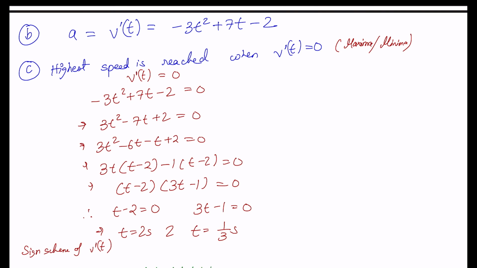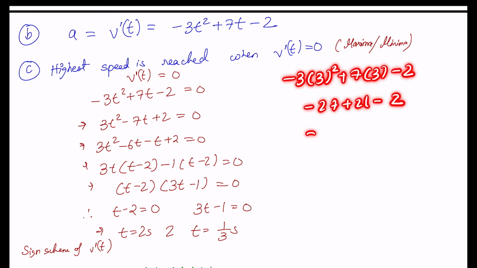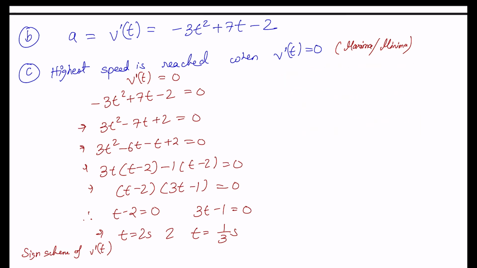Okay, and between 2 to 3 we can put in 3. In 2 to 4 we can put 3, right? So minus 3 times 3 square plus 7 times 3 minus 2. So 9 times is minus 27 plus 21 minus 2. So it's minus 6 minus 2, which is minus 8. So this entire interval would be negative again.